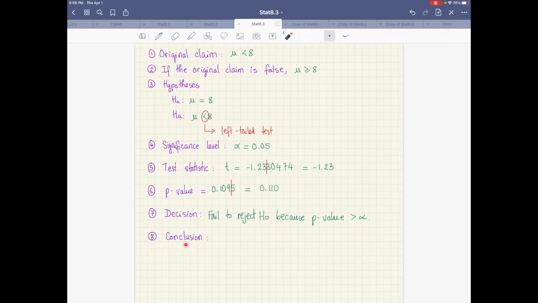For the conclusion, you can always go back to the chart in section 8.1 to help you with restating your conclusion. From here, if you look at these two hypotheses, H0 says mu equals 8. HA says mu less than 8. I failed to reject H0. That means I did not reject H0. That means I think that mu is equal to 8. That means I don't think that mu is less than 8.